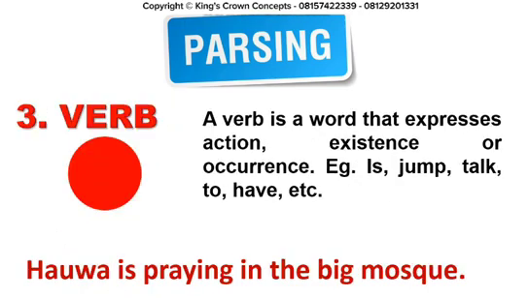The next one, verb. A verb expresses action, existence, or occurrence. Hawa is praying in the big mosque. Now you've taught them verb. Praying is a verb. You pass the praying, pass the nouns that are there. Mosque and Hawa are nouns, and then praying and is are verbs.